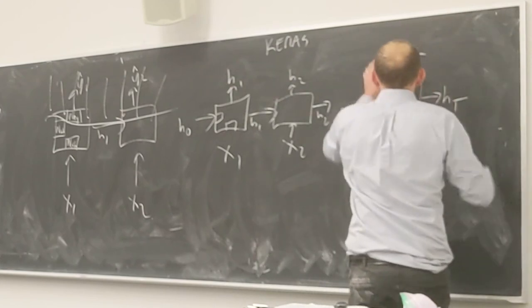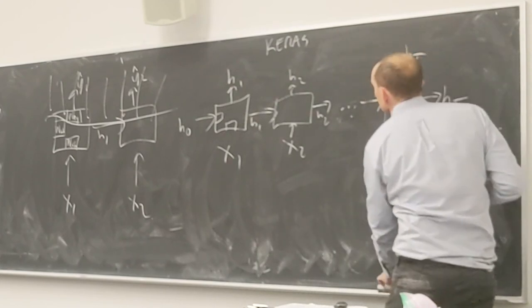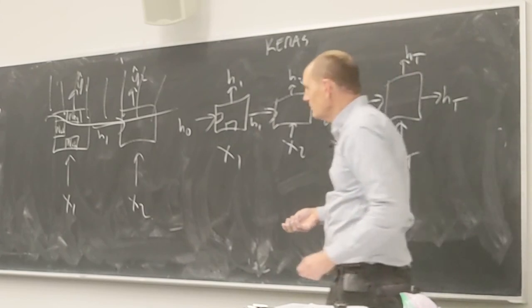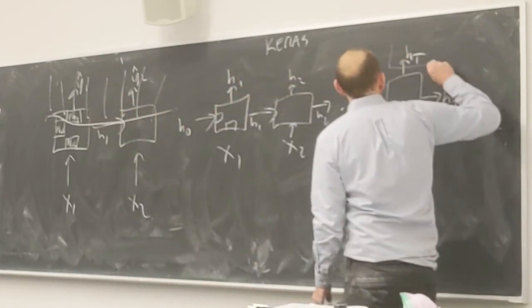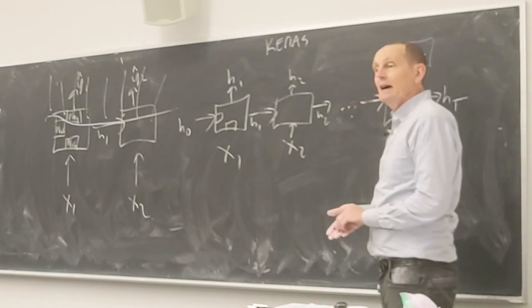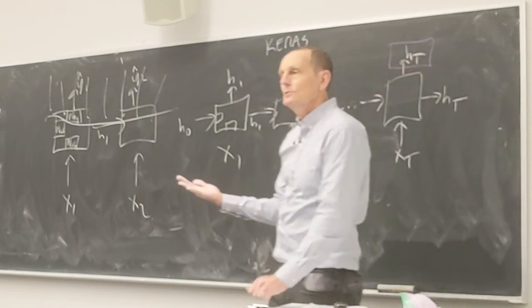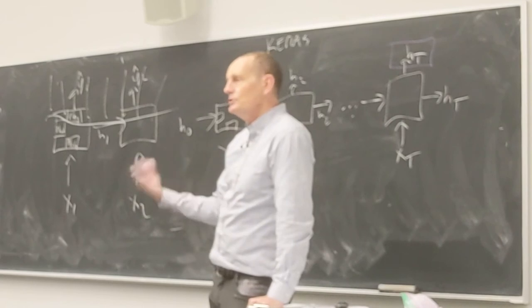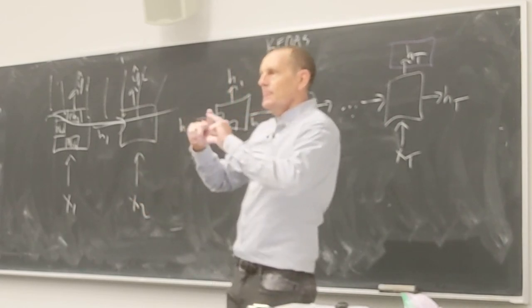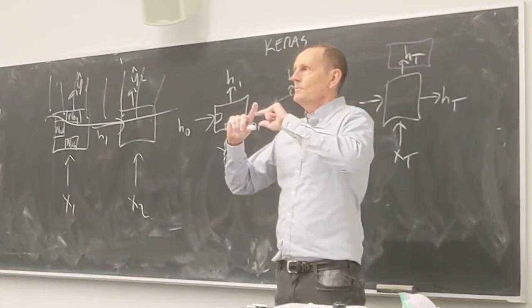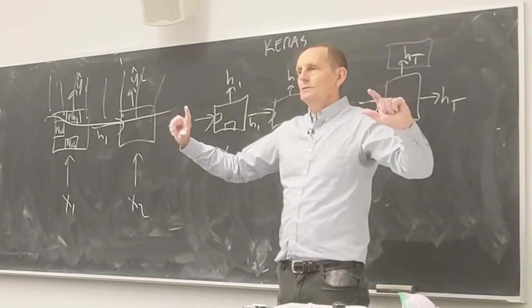And the idea is, by default, what Keras will give you is just this last one. So if you define a layer in Keras, and you say it's an LSTM or a GRU or an RNN, you're going to feed in a sequence of X's.